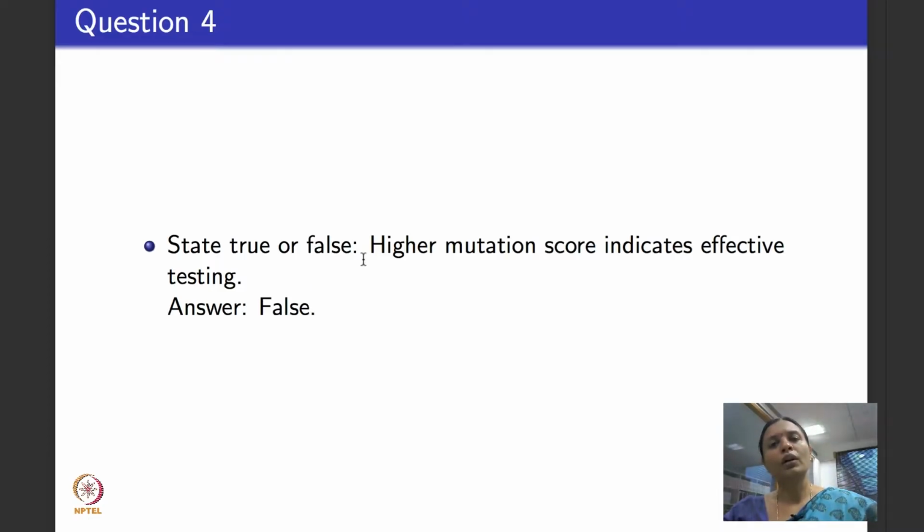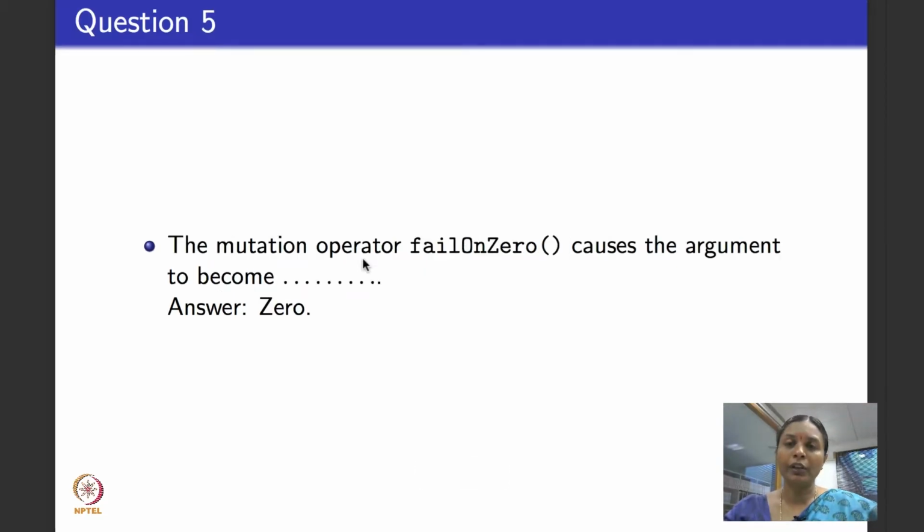Mutation score gives you the number of mutants that were killed by as minimal a set of test cases as possible. And when I defined mutation score, right then I had told you that if you have a great mutation score, it doesn't mean that the program has fewer errors. If you found more and more mutants and written test cases to kill more and more mutants, they need not correspond to errors in the program. Because an increased number of mutants need not correspond to errors in the program, a higher mutation score does not mean effective testing. Question number 5 was another fill in the blanks question.